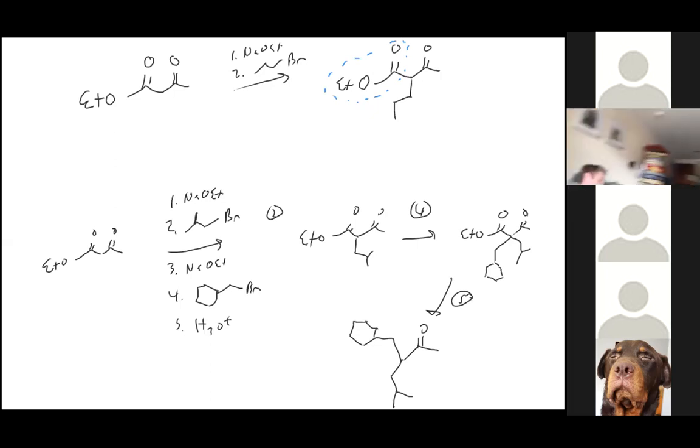All right. One more part of chapter 21 to talk about. We're going to do some Michael additions. So Michael additions deal with what are referred to as alpha beta unsaturated ketones, which are a ketone with a double bond next to it.